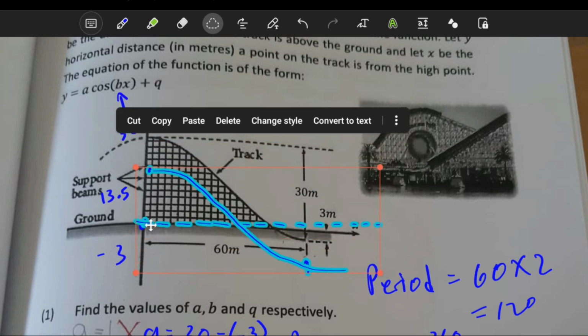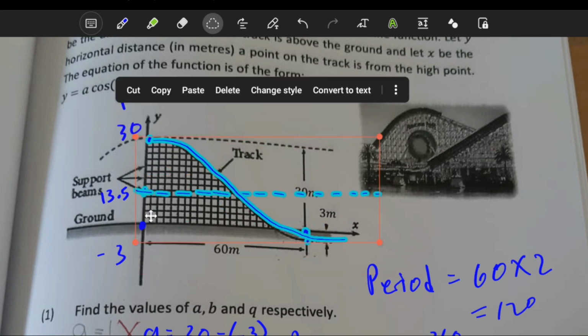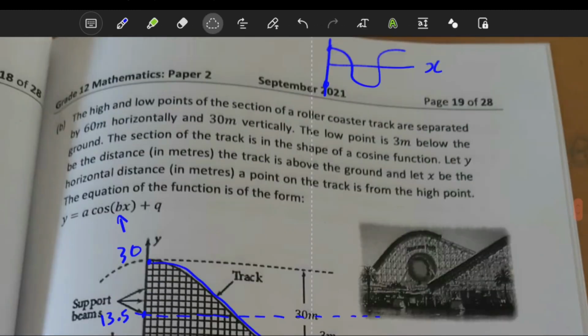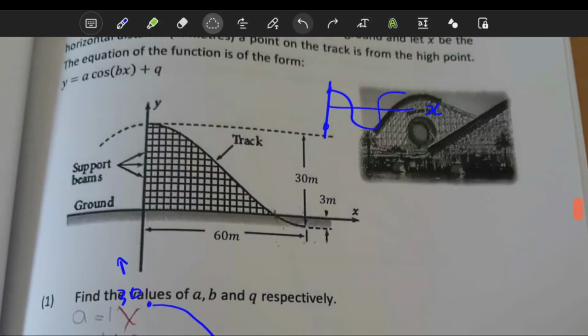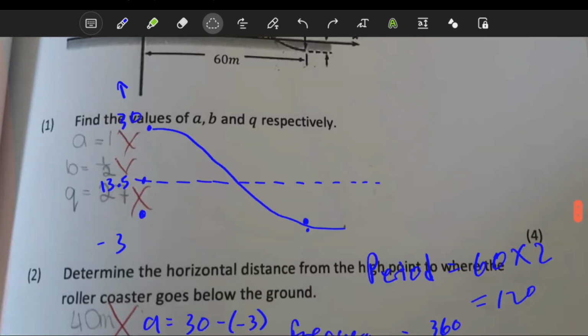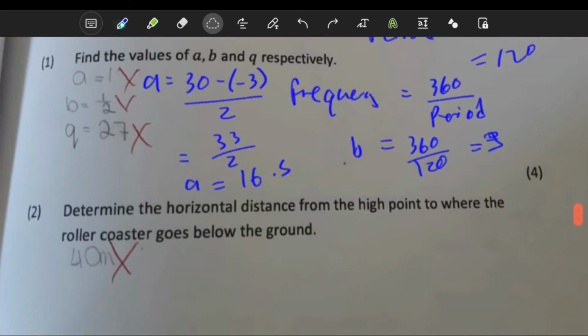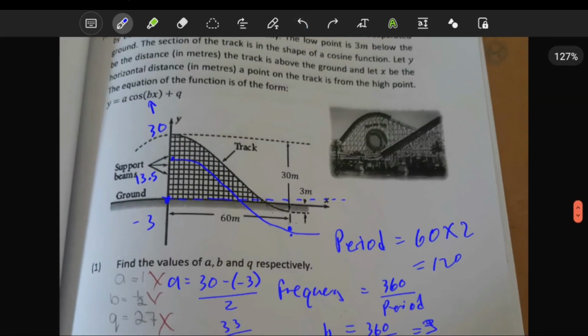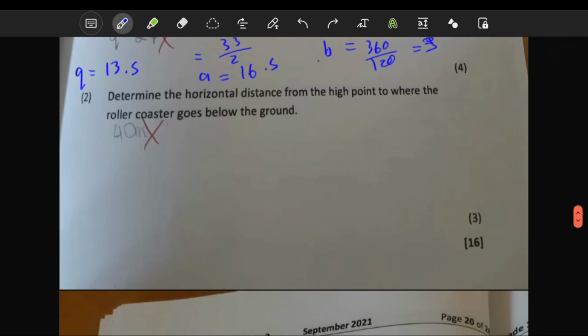However, our graph was shifted. Our graph does not look like this. If it looked like this, there would be no vertical shift at all. But instead our graph looks like that, meaning there is a vertical shift, and that vertical shift was a movement of 13.5 units upwards. So that is why our value of q needs to be equal to positive 13.5. That is that.